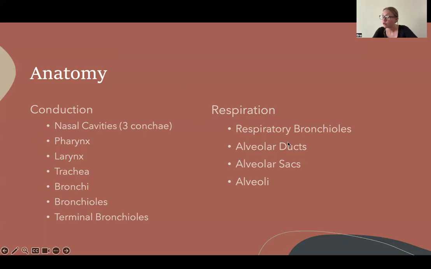Now, once you hit respiratory bronchioles, that's the first part of the respiration system. And then it goes to alveolar ducts, alveolar sacs, and alveoli. Now, alveoli, think about them as like little clusters of grapes. So you have like the little bunches right here, these are all alveoli, right? And those are the main part of respiration. That's the main part, but technically all of these bullet points in that column can be responsible for that as well.